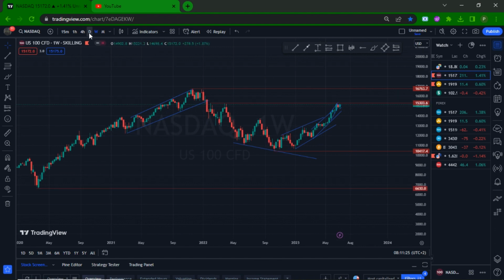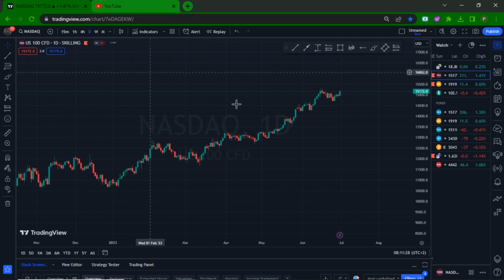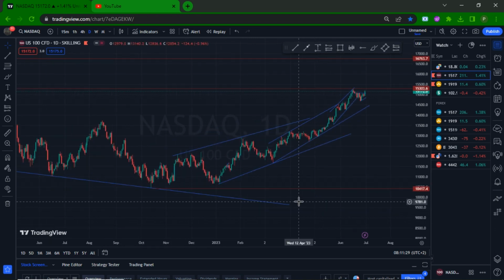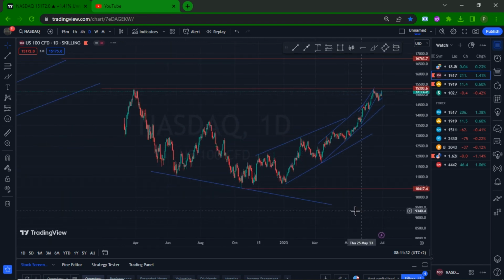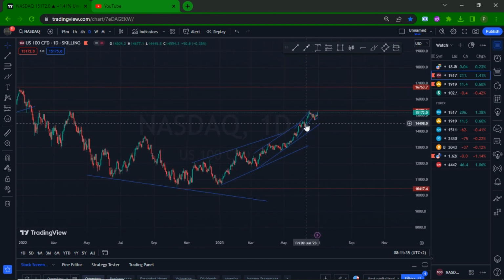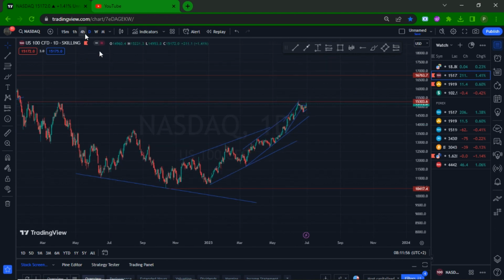Now let's go to our daily. On the daily time frame right now, we see our ascending channels. We have an ascending channel within an ascending channel within an ascending channel. Of course, it has broken out here. It has broken out again, but then it's breaking out correctly, right? So it's still giving me the impression that it's going to reverse to the downside, right? So that's about it for the daily. Let's go to the 4 hour.